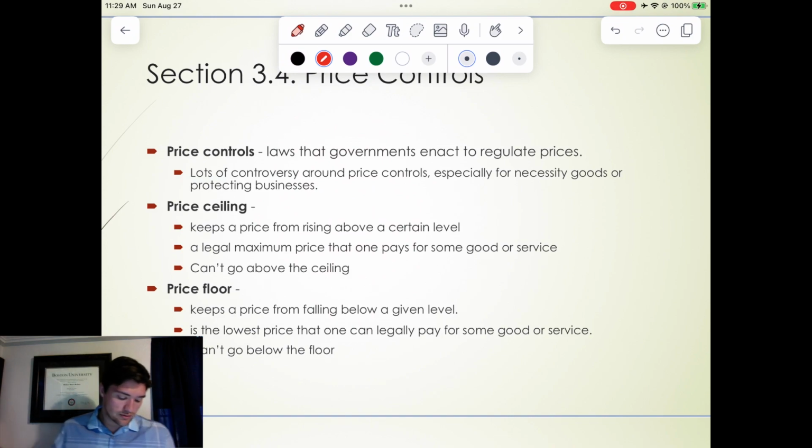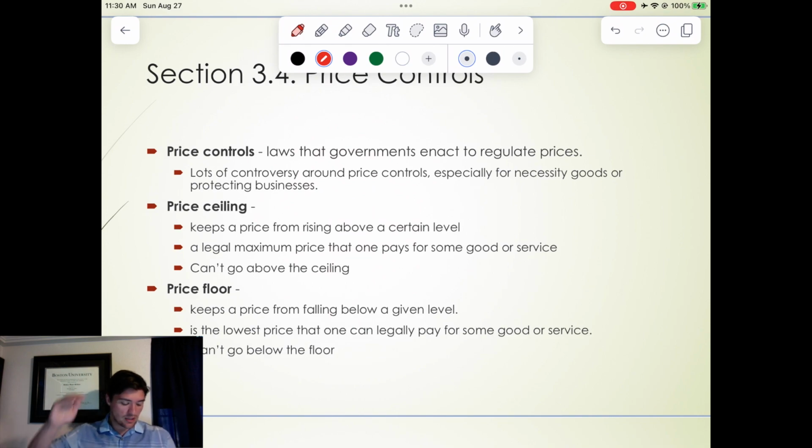So there's a lot of controversy around price controls, especially for goods that are like necessities or for protecting businesses. So there's a big difference in opinion on a lot of these. So let's go into the different kinds, and then we'll kind of touch on a little bit about the efficiency of them. So the first one is price ceilings.